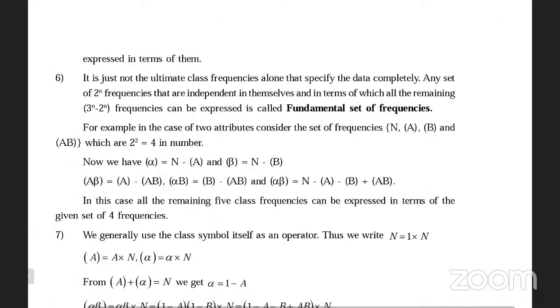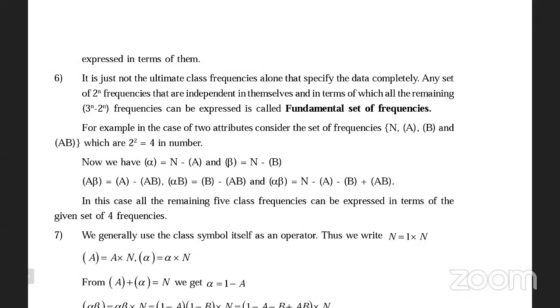So here, for two attributes, consider the set of frequencies N, AB, and so on, which are 2 whole square equal to 4. That comes to the two attributes consideration. Alpha I can write as N minus A, and beta as N minus B. A beta means capital A minus AB. Alpha B means capital B minus AB. Alpha beta means N minus A minus B plus AB. These are the 4 formulas we should remember for the fundamental set of frequencies.